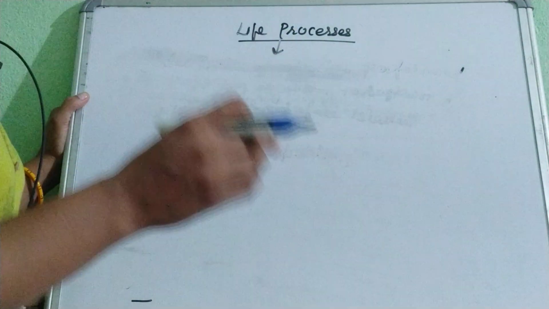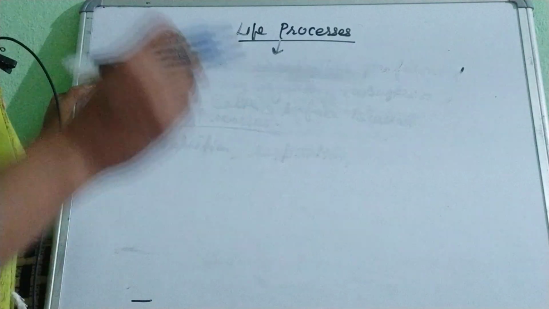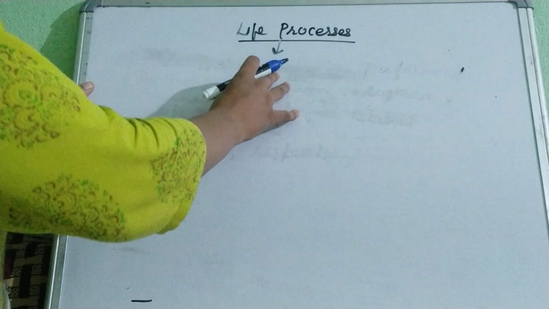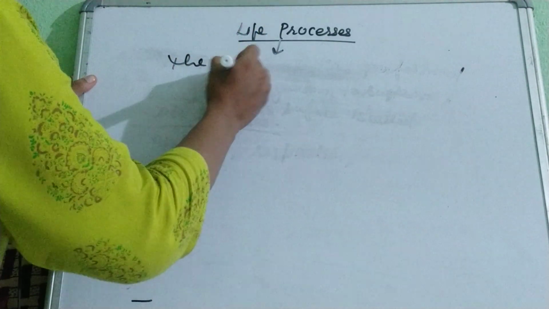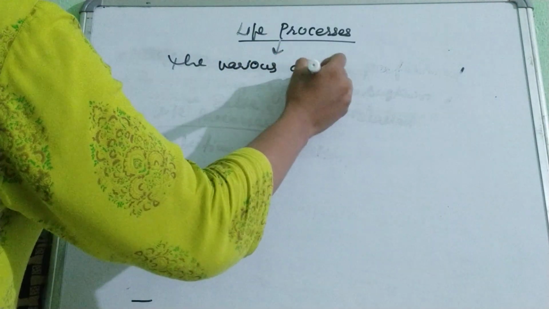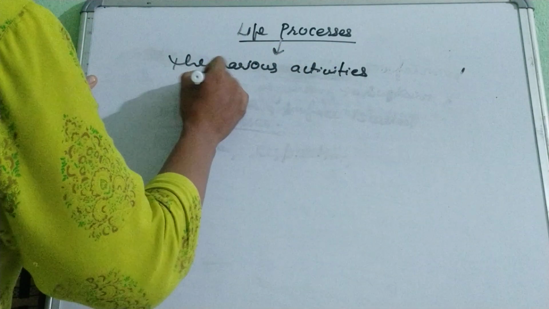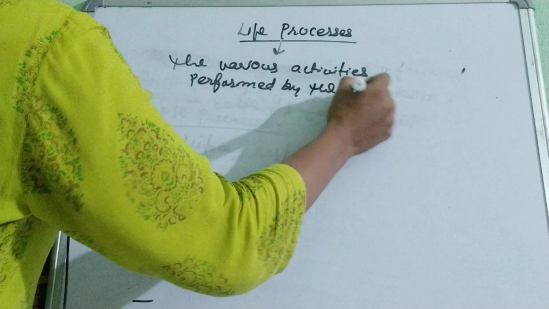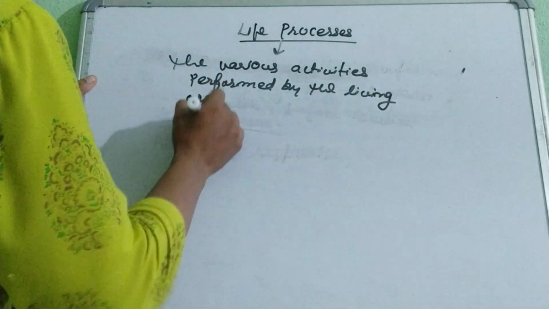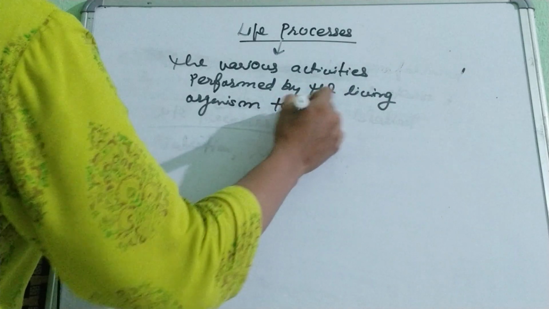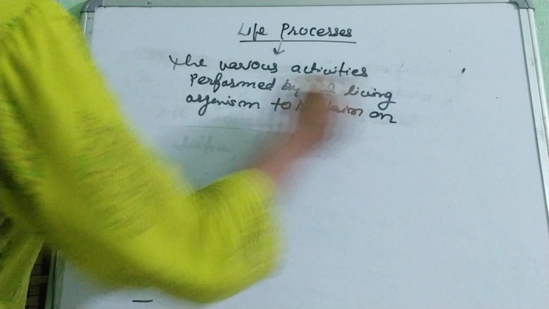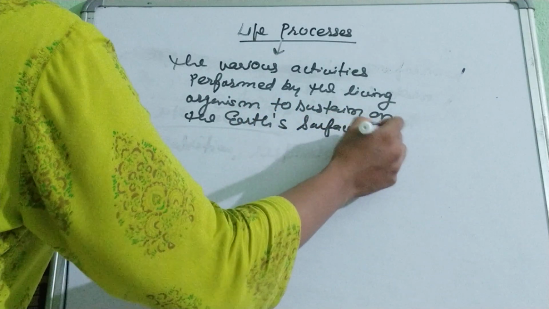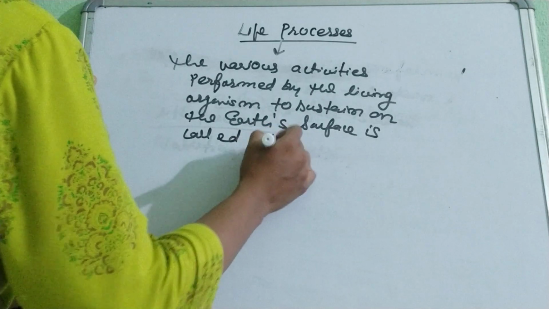So remember what you will say: whatever activities are performed by the living organism to sustain on the earth surface are called life process. Okay, so I'm writing it here. The various activities performed by the living organism to sustain on the earth's surface is called life process.